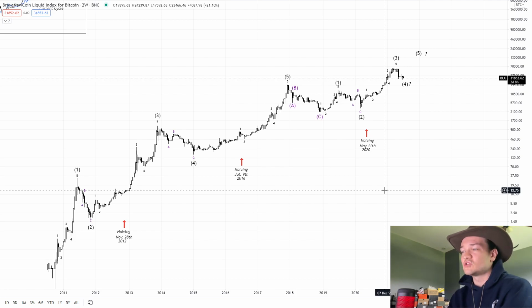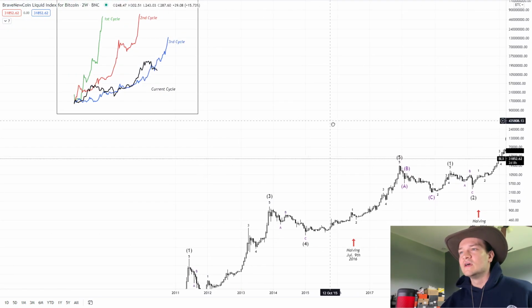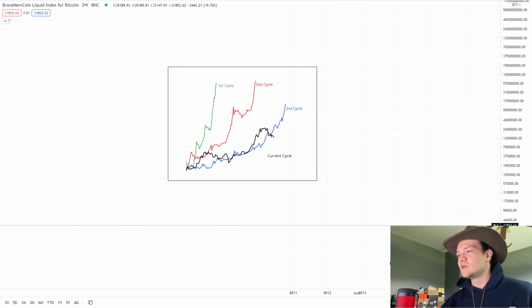Ultimately, I do believe strongly that Bitcoin will go over $100,000 in this market cycle. It'll just take a little bit longer than everybody thinks, and that's where we get to this, right? So let's move on over to this nice little chart that I have in the corner of the screen.